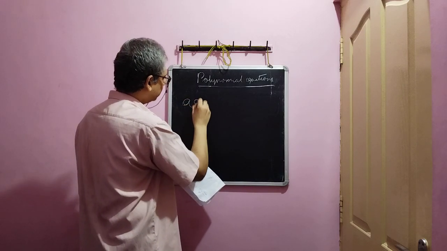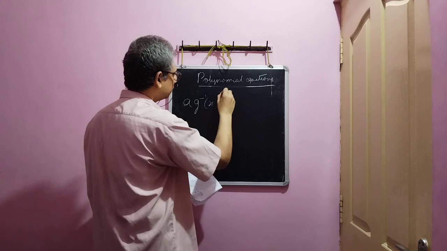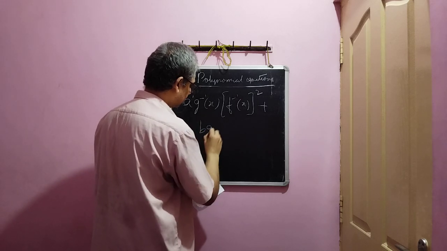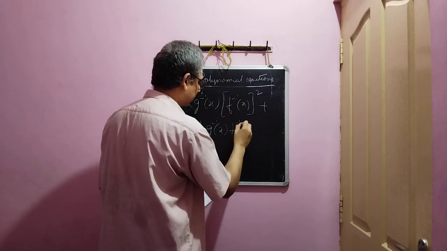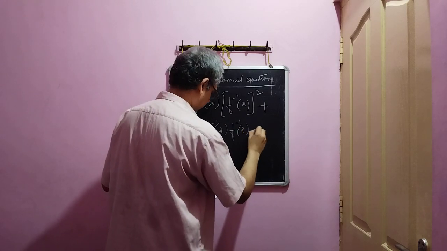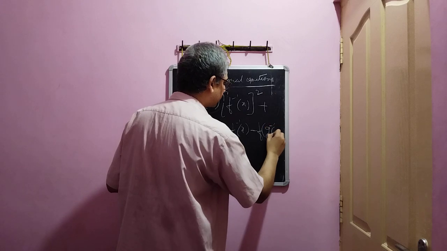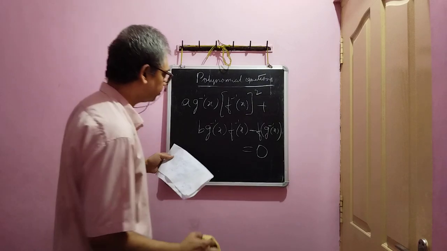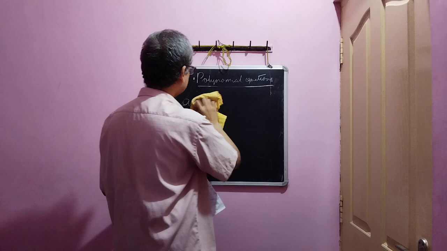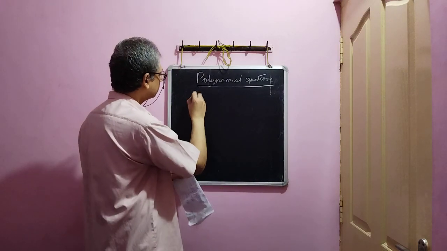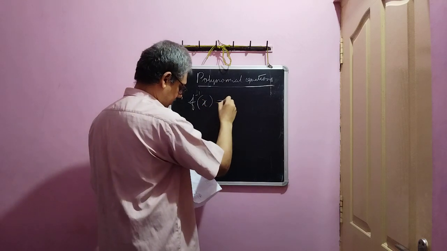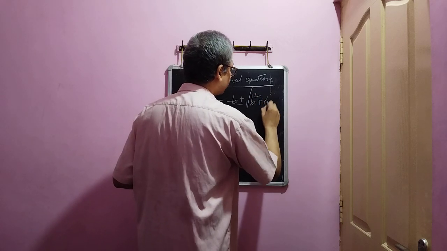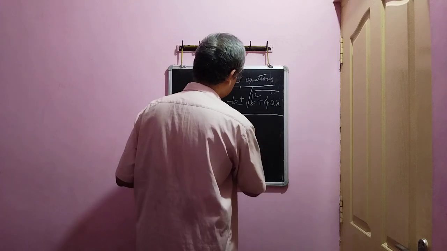Which gives me a times g inverse of x into f inverse of x the whole square plus b times g inverse of x times f inverse of x minus f of g inverse of x is equal to 0, which gives f inverse of x is equal to minus b plus root of b square plus 4ax, by 2a.